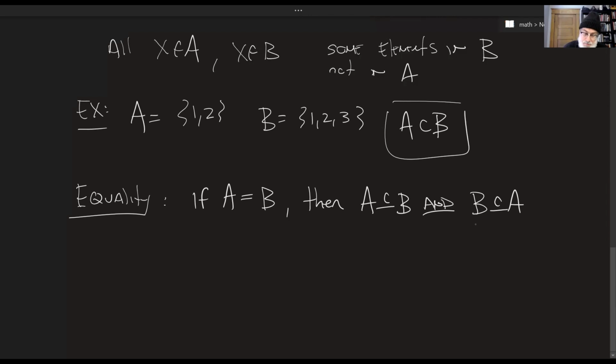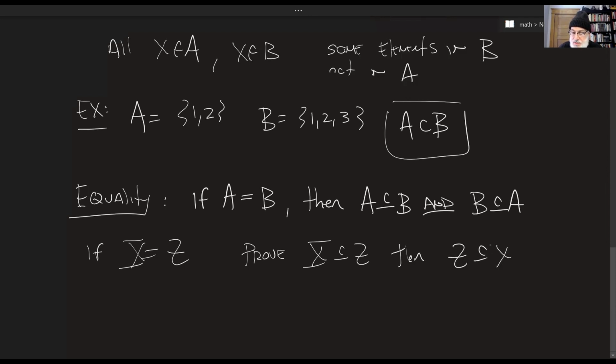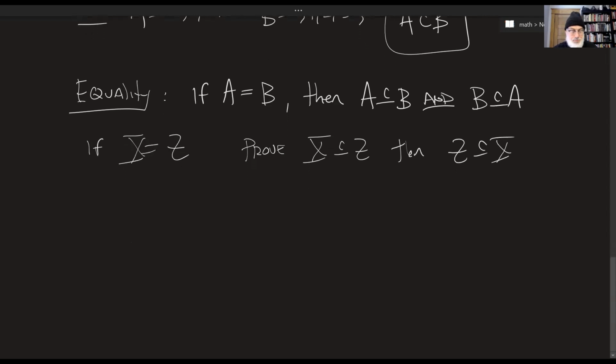So in other words, if I want to prove that, say, X and Z are the same sets, first I prove that X is a subset of Z. Then I prove that Z is a subset of X. And once I've done that, I've proven equality. So equal sets means that they're both subsets of each other.